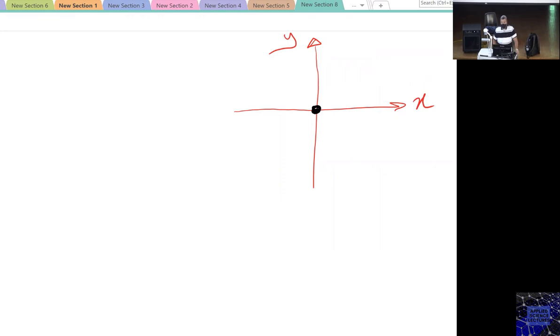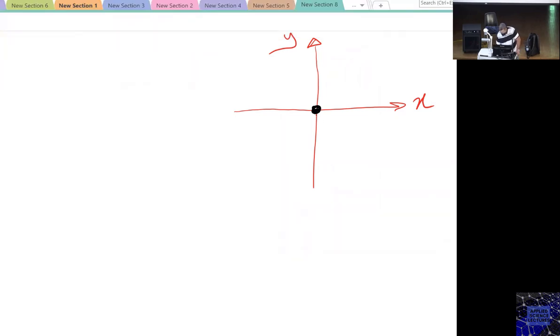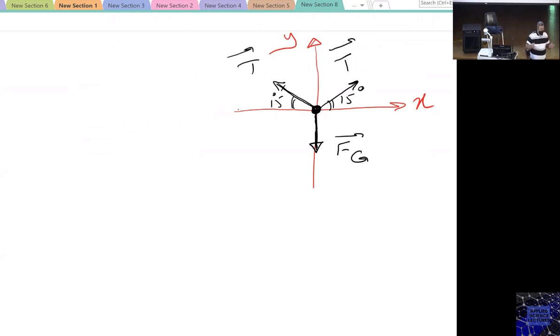Then based on the forces that are applied on Spider-Man, we have the gravitational force pointing downward, and we have the tension force due to those two webbings. One of them is here, and the second one is here with the same angle, which is 15 degrees. Since the angle is the same, we have a symmetry here, right? So those two tension forces are the same, and we need to calculate this tension force.